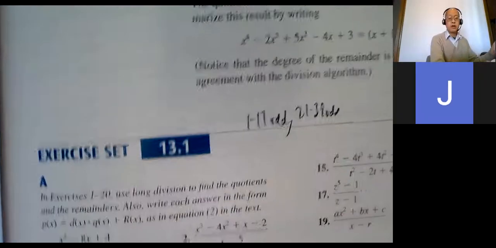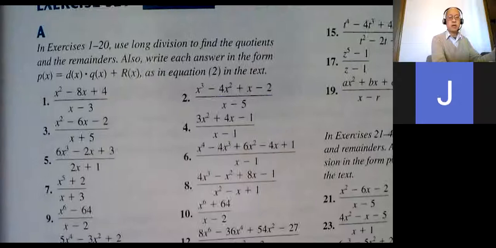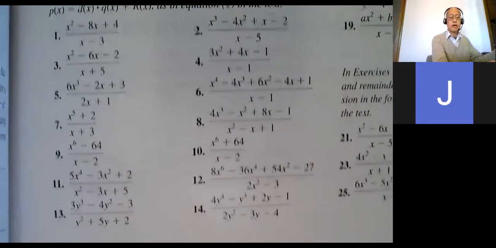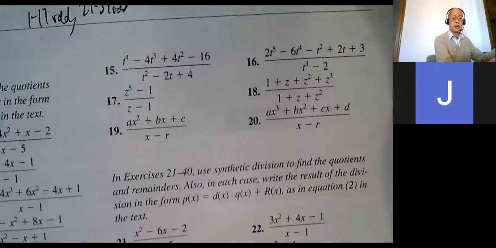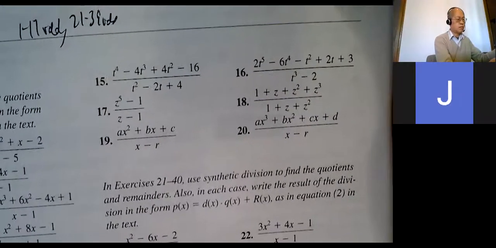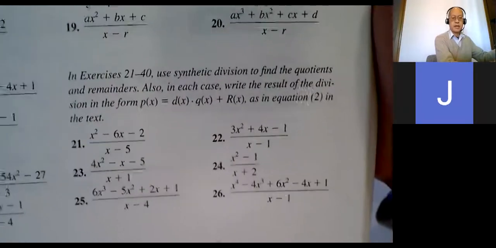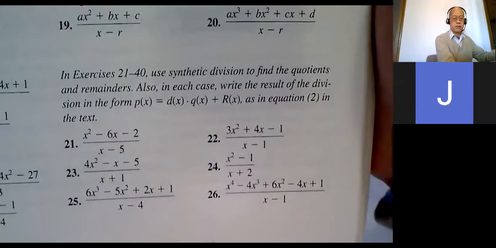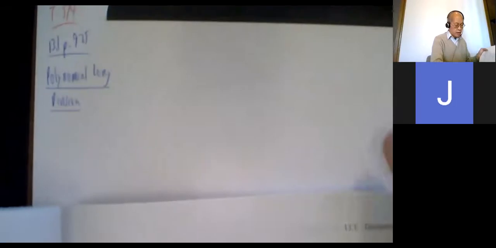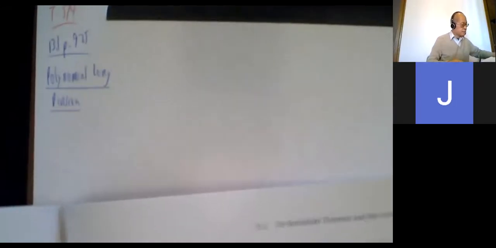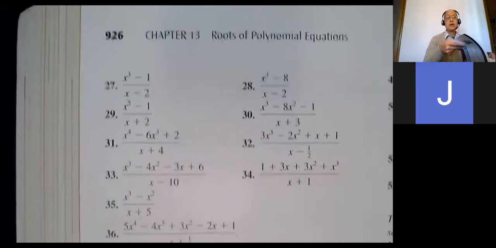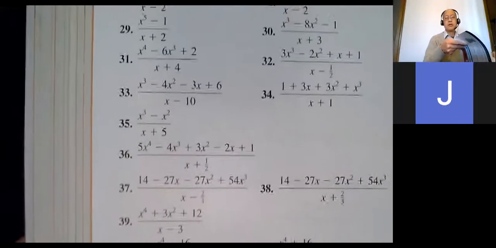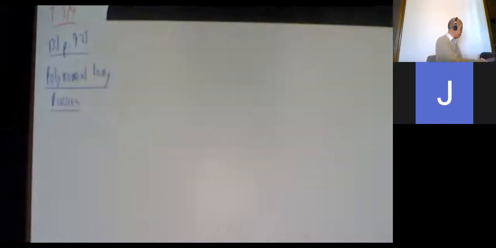13.1, page 925. Okay, long division, 1 through 17. For those of you that don't have the book and aren't getting it, there's 1 to 13 odd, 15 and 17. And then synthetic division, 21, 23, 25. And you had to go up to 39, it looks like. There we are.